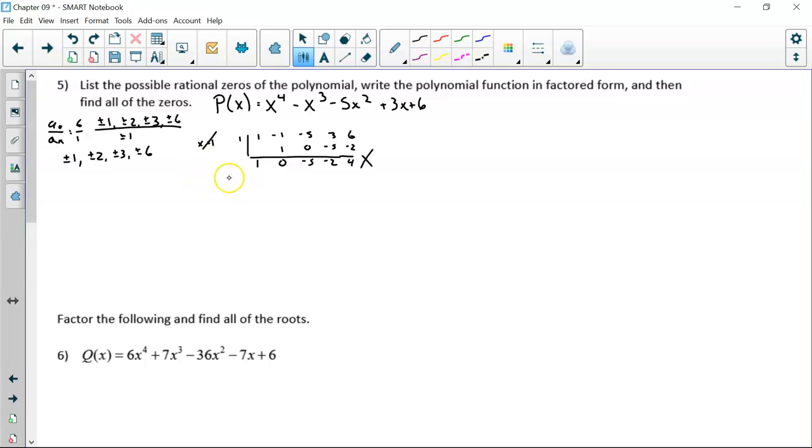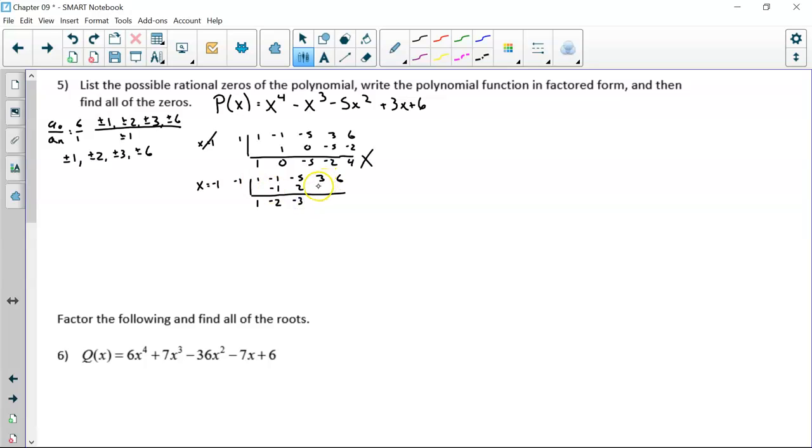And then we would try x equals negative 1. So then we do it again. 1, negative 1, negative 5, 3, and 6. So bring down the 1. Negative 1 times 1 is negative 1. Add, you get a negative 2. Negative 1 times negative 2 is 2. You add, you get a negative 3.